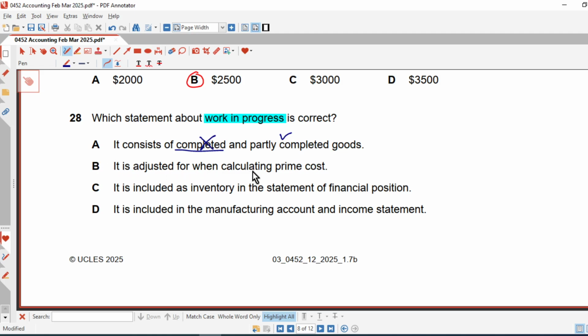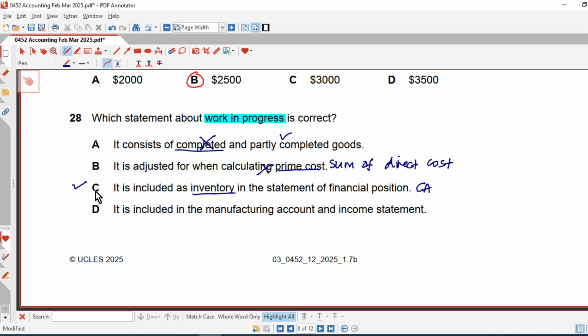Adjusted when calculating prime costs? No. Right? Prime cost is the sum of all your direct costs. So direct materials, direct labor, direct expenses such as royalties, but not WIP. It is included as inventory in the statement of financial position. Yes, this is correct. So it's reflected as a current asset.